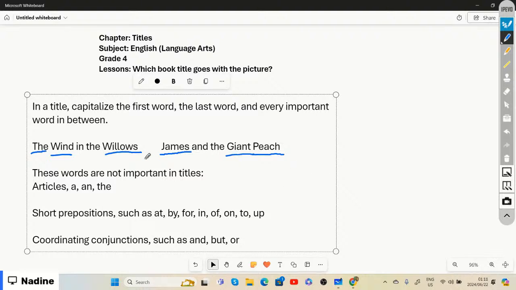And now you're wondering, why didn't I underline in and the as well as and the, right? So we see that we only need to capitalize the first word, we need to capitalize the last word, and we need to capitalize every other word in between, right? That is important. But now if we look at words like in, we look at words like the, we look at words like and, right? These are words that are.